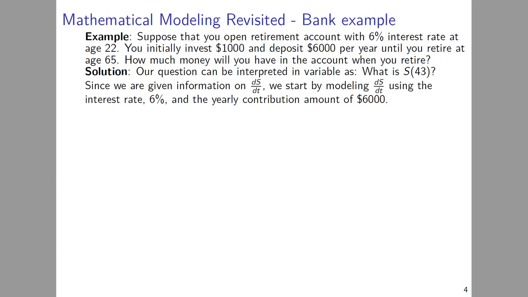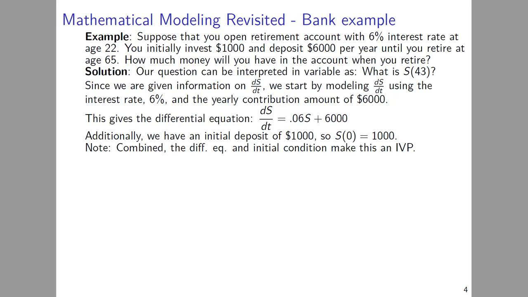Since we're given information on dS/dt, we start by modeling dS/dt using the interest rate of 6% and the yearly contribution amount of $6,000. That is, we have the differential equation dS/dt equals 0.06S plus 6,000. And additionally, we have an initial deposit of $1,000, so S of 0 equals 1,000. And remember, the combination of a differential equation and initial condition make this an initial value problem. To find S of 43 now, we begin by solving the differential equation to find S of t.